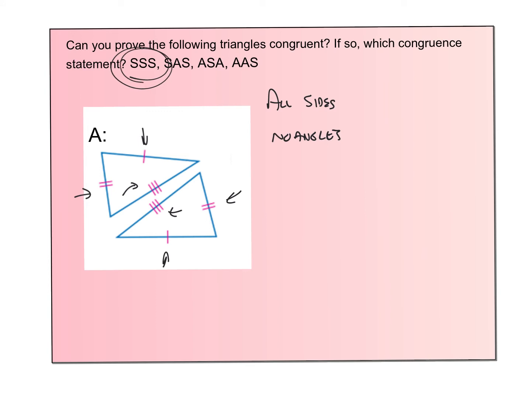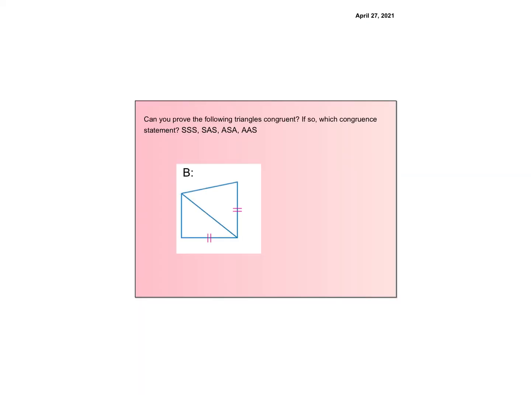I've got 3, so that makes it side, side, side. This one ends up being a postulate. So you can just put SSS or side, side, side.